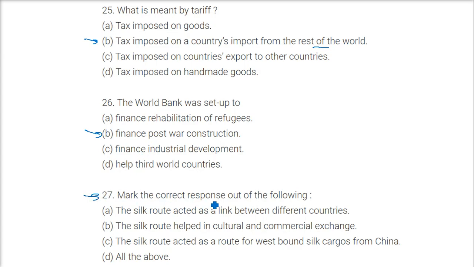Next, mark the correct response out of the following. The answer here is the Silk Route acted as a link between different countries. Correct. The Silk Route helped in cultural and commercial exchange. Correct. The Silk Route acted as a route for westbound silk cargoes from China. Correct. So our answer will be all of the above.